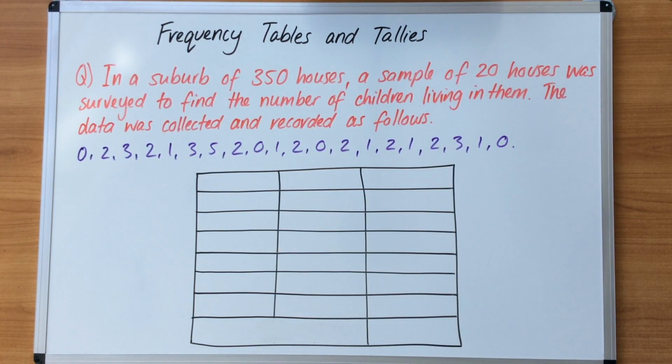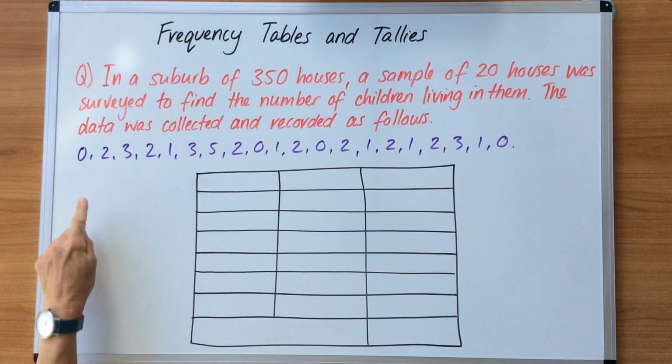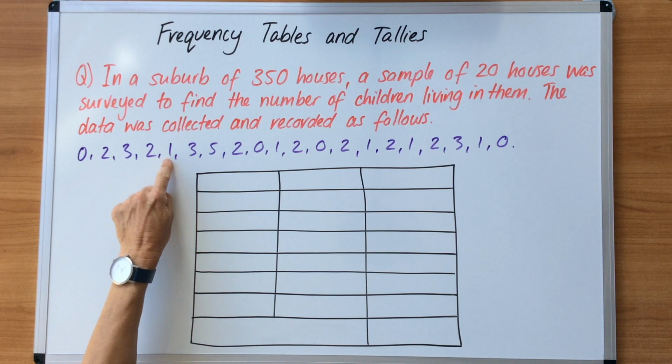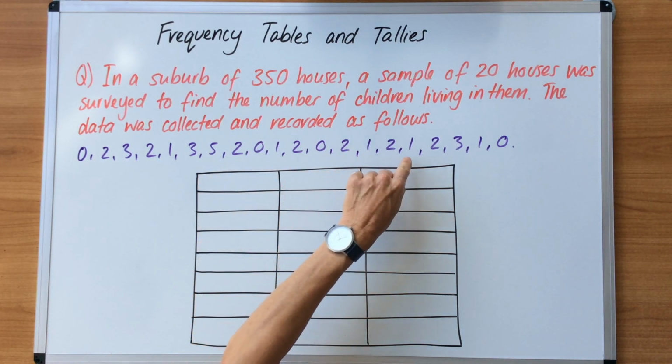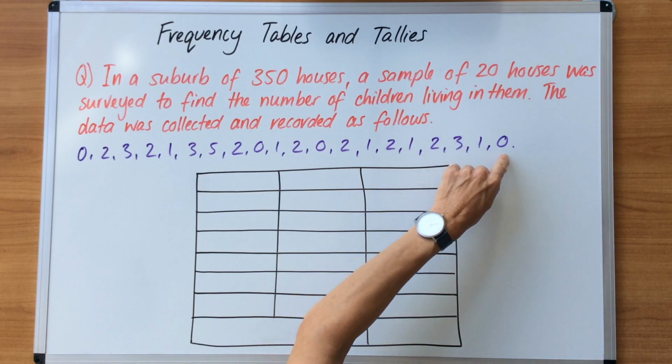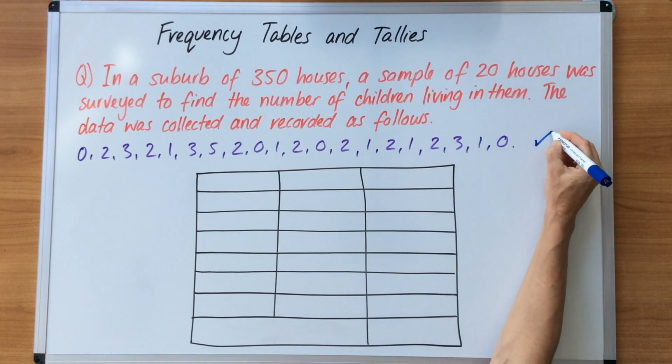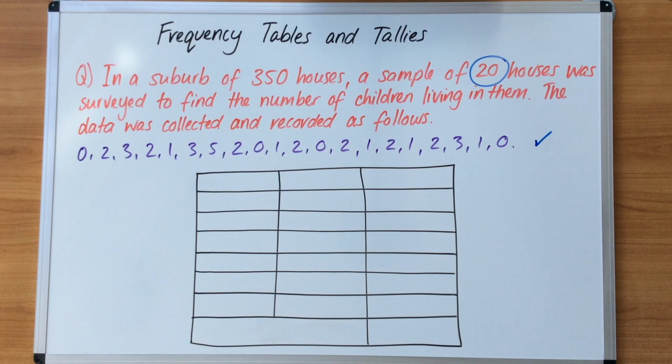Let's take a look at this question here. It says, in a suburb of 350 houses, a sample of 20 houses was surveyed to find the number of children living in them. The data was collected and recorded as follows. So we have a whole lot of numbers there. 1, 2, 3, 4, 5, 6, 7, 8, 9, 10, 11, 12, 13, 14, 15, 16, 17, 18, 19, 20. That is correct. The data has been given correctly because it asked us to focus on 20 houses.